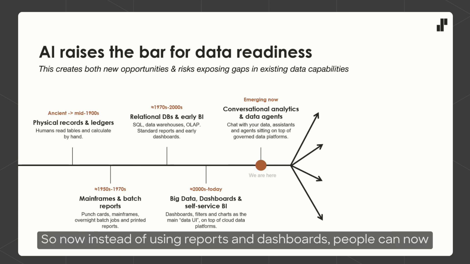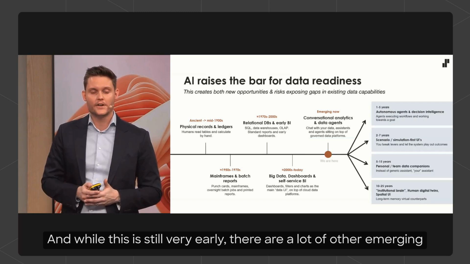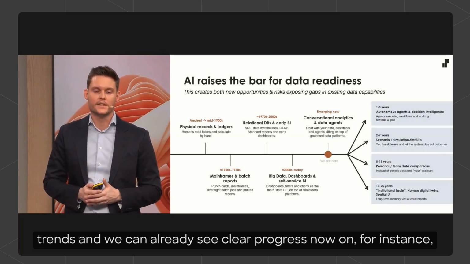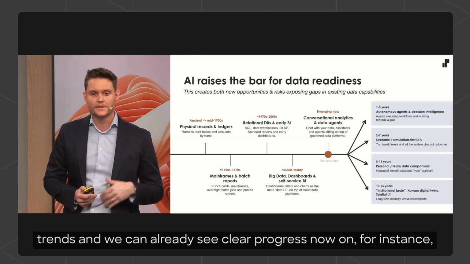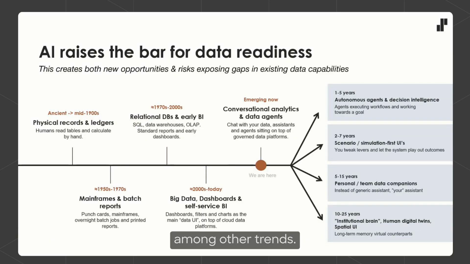So now instead of using reports and dashboards, people can now start to ask questions directly on top of our data platforms and BI tools, where then the agents are able to find, interpret, and to summarize what this data actually says related to the questions. And while this is still very early, there are a lot of other emerging trends, and we can already see clear progress now on, for instance, autonomous agents and also decision intelligence capabilities, among other trends.